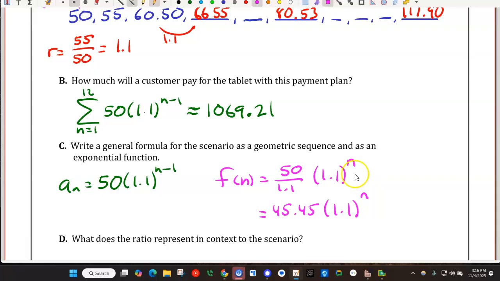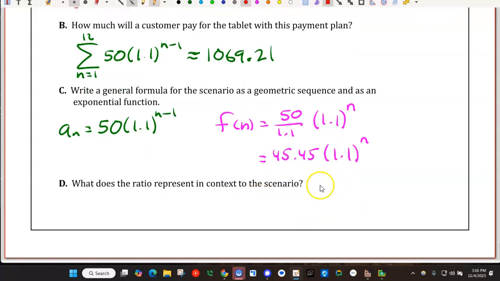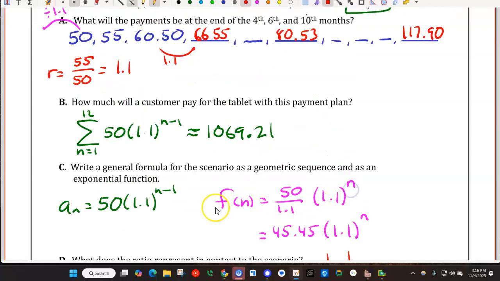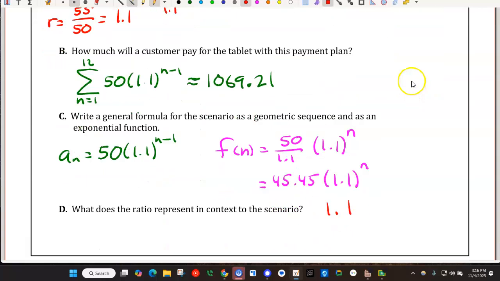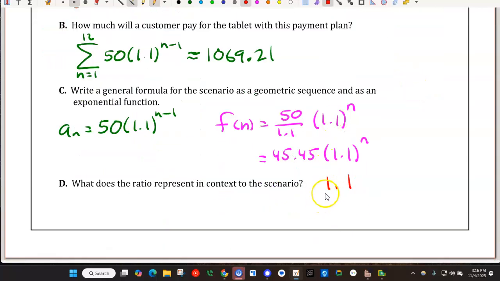And lastly, what does the ratio represent in context of the scenario? So what is 1.1? What does that actually reference? Why is it 1.1, not just 0.1? And think about the problem. Would you ever do this? Would you say, okay, it's $50 for the first month, but then the next month you have to give me 55, and after that you have to give me $60.50, and then on that 6th month and that 10th month you have to give me $117? Would you ever buy something like that? That makes any sense? Unfortunately, that's what most people do, because this is a credit card.